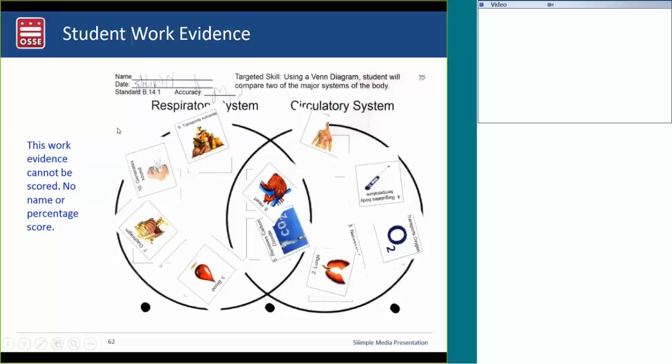There is no student directions, although if there are no student directions, the student is not necessarily penalized, because the assumption then would be that a teacher is working with them directly and telling them what the task is. It's best practice to have student directions, and that way the scorers know what the student is up to. Okay.